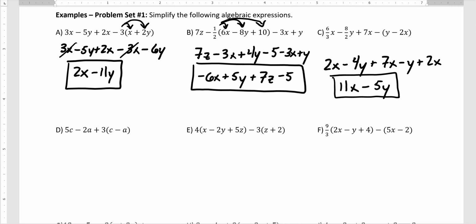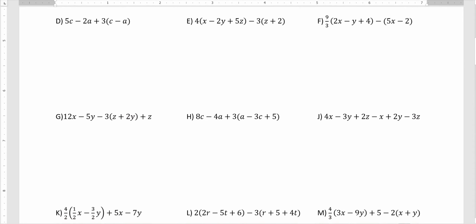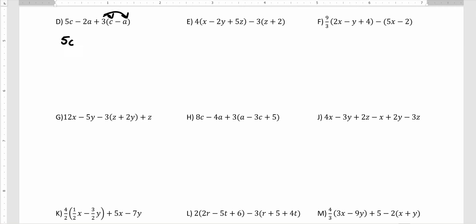Fantastic. Let's scroll down a little bit here. Looking at letter D: 5c minus 2a plus 3 times the quantity c minus a. The first thing is we're going to distribute that 3. So I'll have 5c minus 2a plus 3c minus 3a. 5c plus 3c is 8c. Negative 2a minus 3a is negative 5a. And look at that, I think we're done. Not bad.